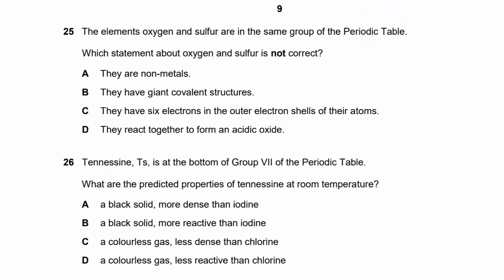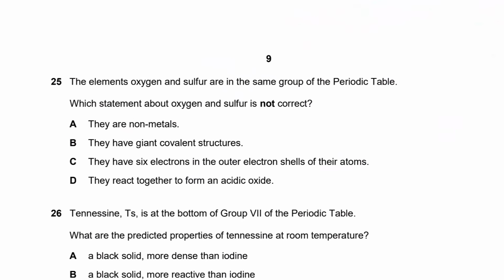The elements oxygen and sulfur are in the same group of the periodic table. Which statement about oxygen and sulfur is not correct? They are non-metals, that's a correct statement, so I'll cancel this out because we need the not correct statement. They have giant covalent structure, that's an incorrect statement, so I'd go for B, because oxygen or sulfur are not giant covalent. Giant covalent is your graphite, your diamond, your silicon dioxide. So neither of these has a giant covalent structure.